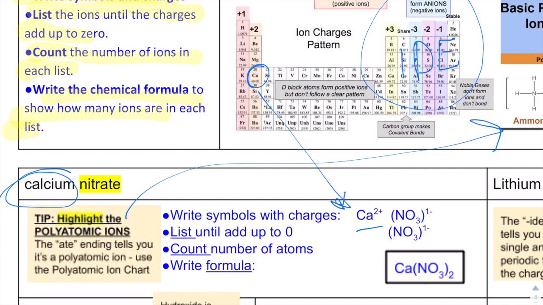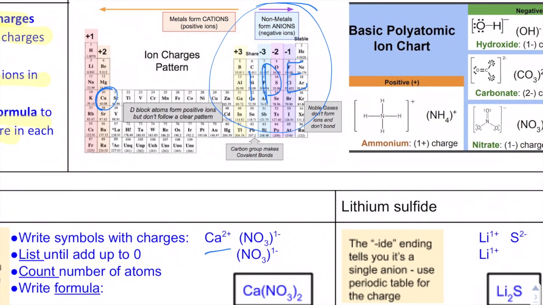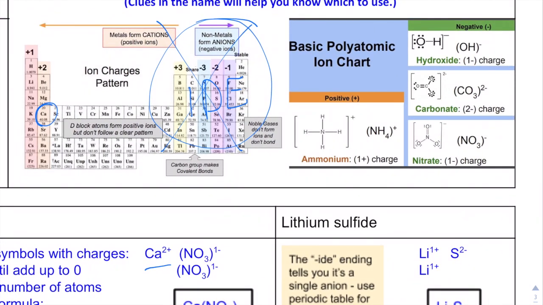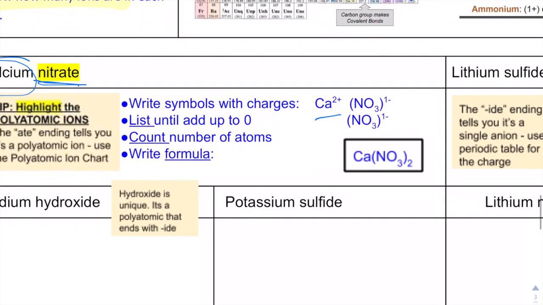And then the next part is nitrate. Looking at the word nitrate, the ATE says don't look here at the periodic table, but look at the polyatomic ion chart. Here's nitrate. So I'm going to write NO3 with the parentheses and the -1. So when I first start, you wouldn't see this second nitrate, would you? You would just write it once first.